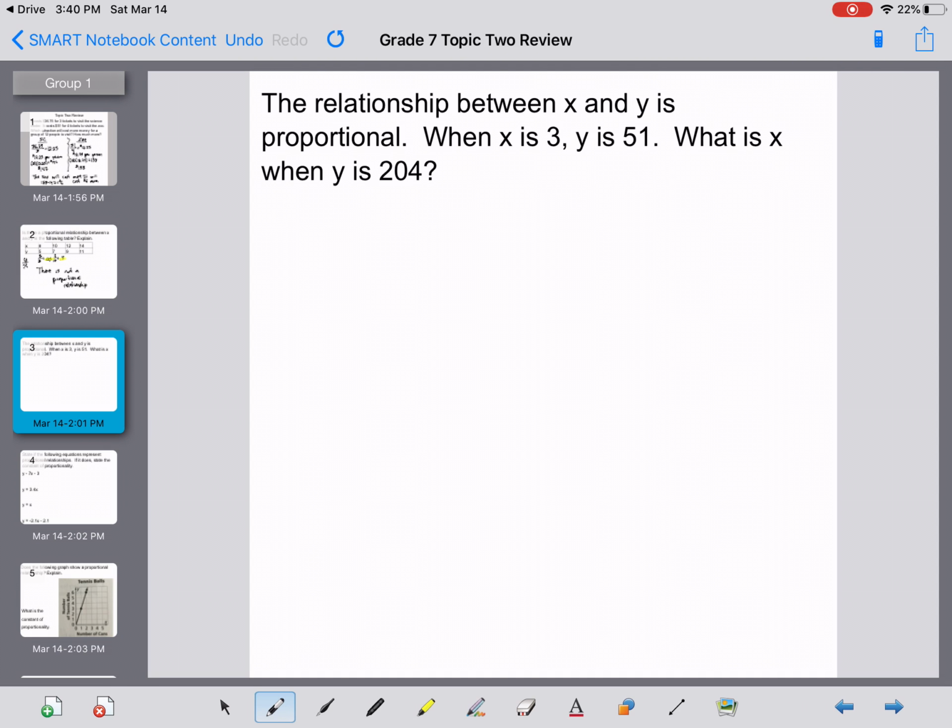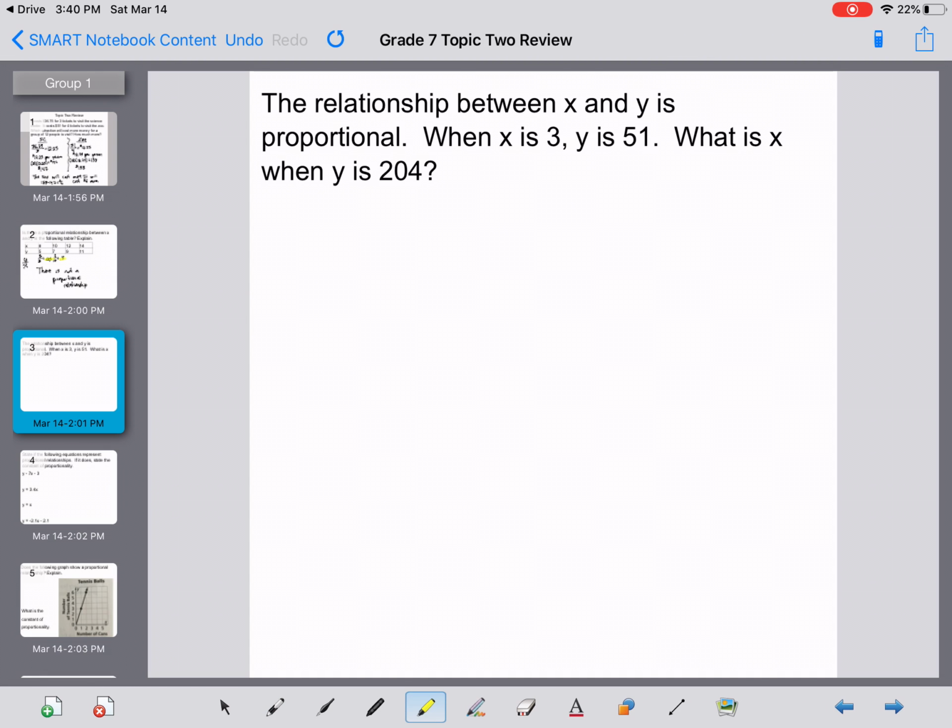The next question. The relationship between x and y is proportional. When x is 3, y is 51. What is x when y is 204? Take a second to copy down the question. Now, there are two ways I could do this problem. I'm going to do it both ways.